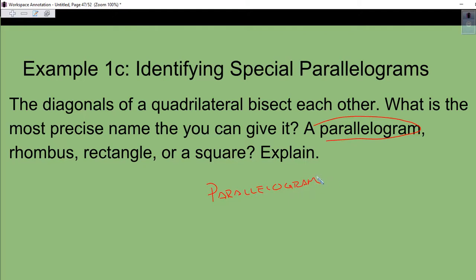So we can't determine anything else because there's not enough information to go any further. So the most we can determine is that this is a parallelogram.